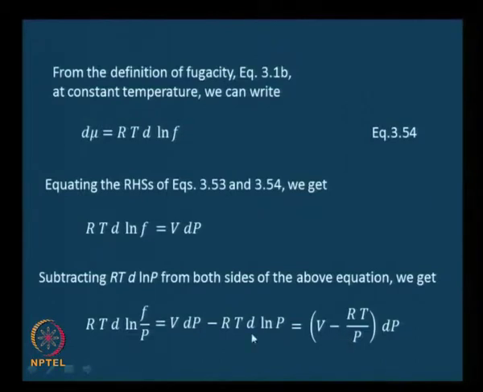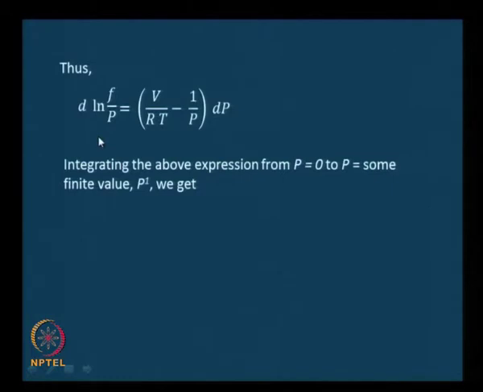Now, d ln P is nothing but 1 by P dP, and therefore, V dP minus RT by P dP, which, if you take dP out common, we can write as V minus RT by P dP. Therefore, d ln f by P equals V by RT minus 1 by P dP. The need for writing it this way will become very clear. We are trying to bring it in terms of the compressibility factor. We know that PV by RT is the compressibility factor. Okay, we will get to that in a little while.